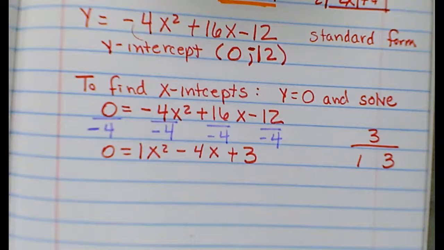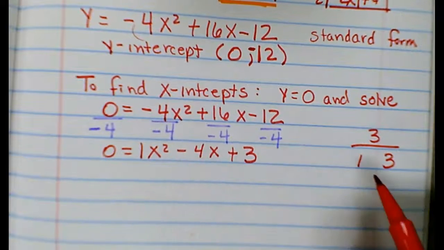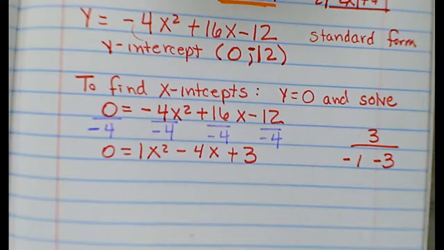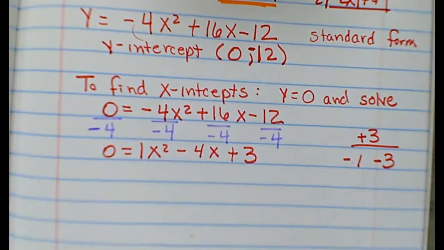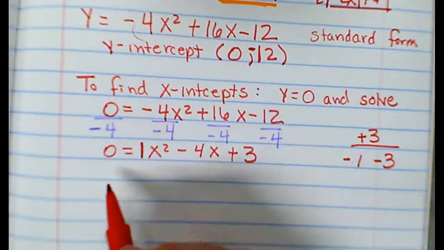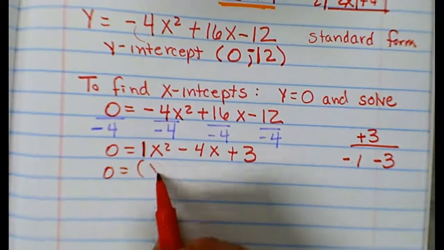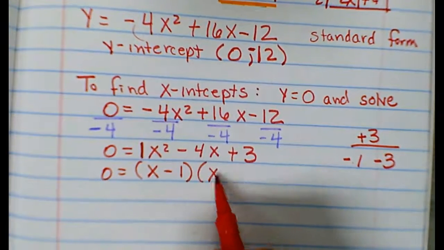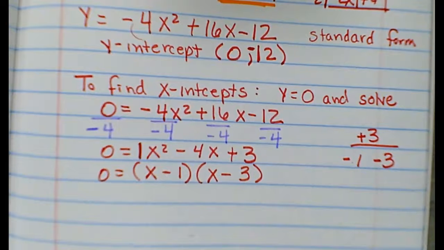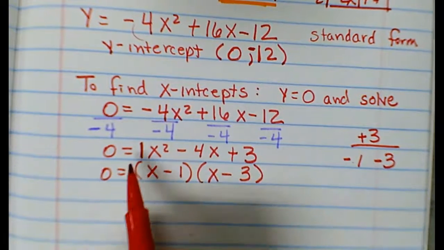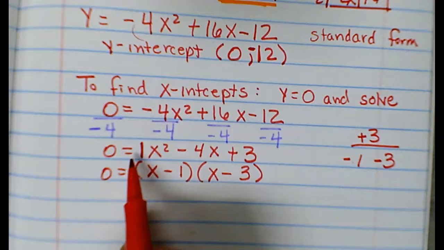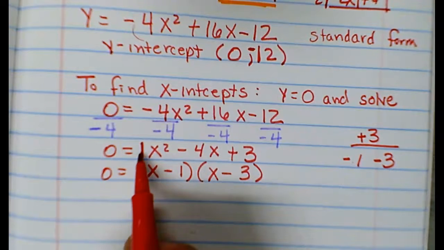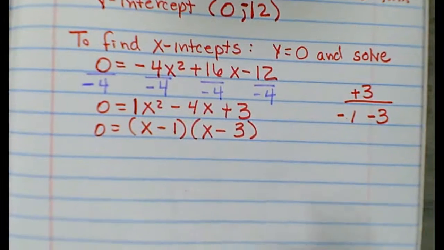Is there any way those factors of 3 can add up to equal a negative 4? Would that make them add up to equal a negative 4? Would they still multiply together to get me a positive 3? Those are the factors. If this is 1, then I can use my shortcut factoring. What do I have to do if it's not a 1 right here? Factor by grouping. If this was some number other than 1, I would have to factor by grouping.